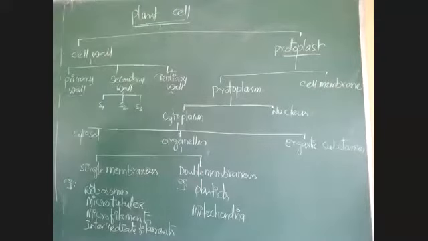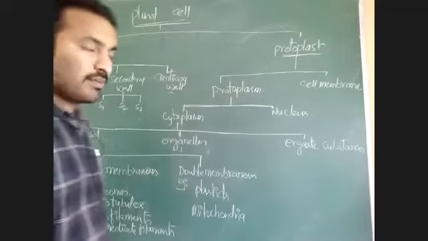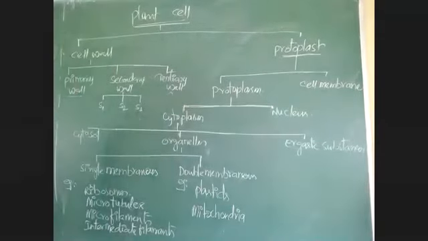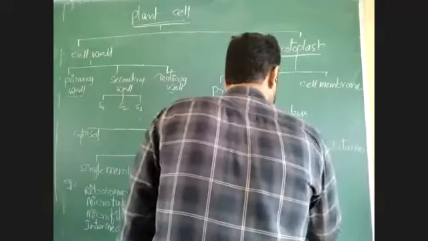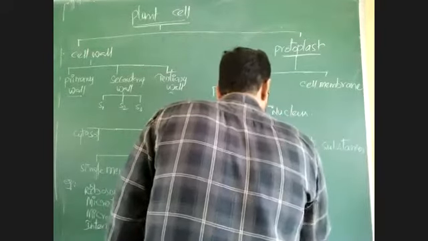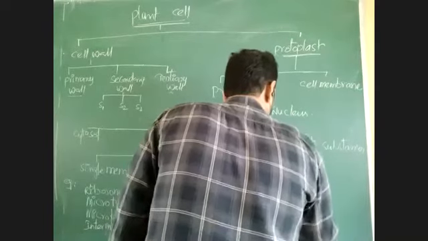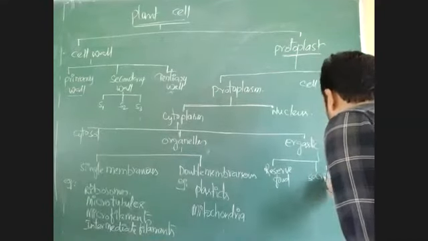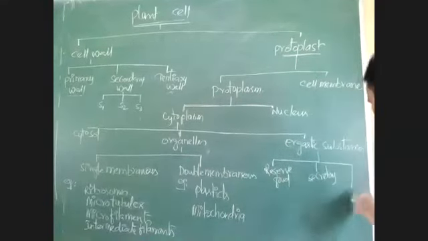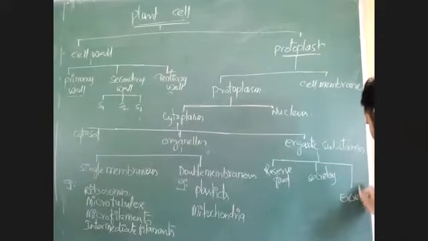Ergastic substances are there. Ergastic substances means the chemicals which are present inside a cell's cytoplasm. They are divided into three parts again: reserve food, secretory, and third one is excretory.